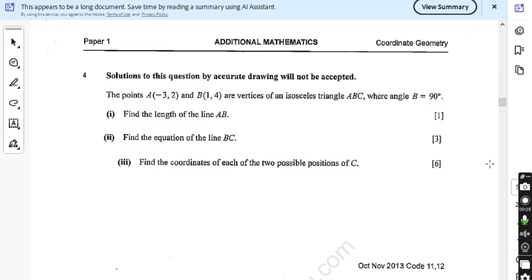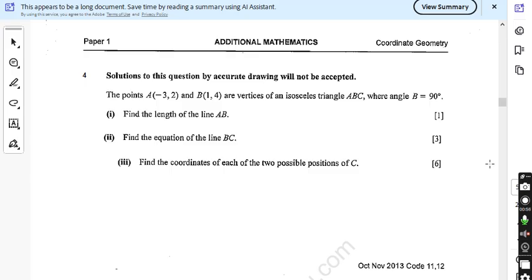Students, in our last lecture, we started past papers on coordinate geometry, in which the last question we did was from October November 2012 paper 1-2. Today we will do question number 4, which came in October November 2013 paper 1-1 and 1-2.